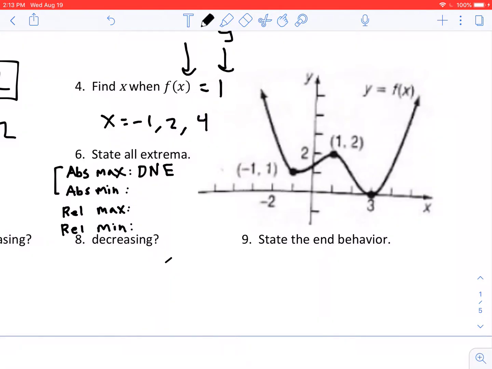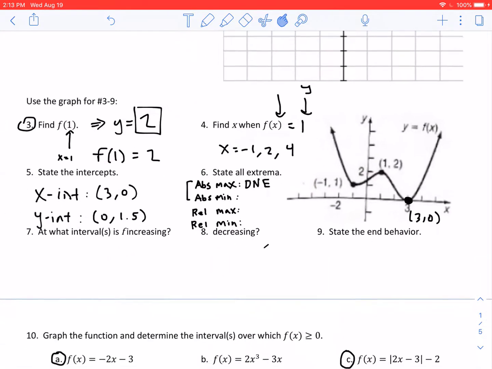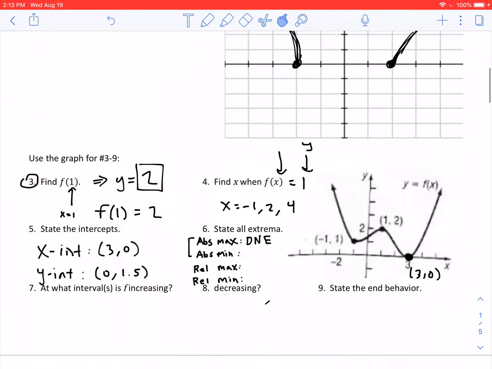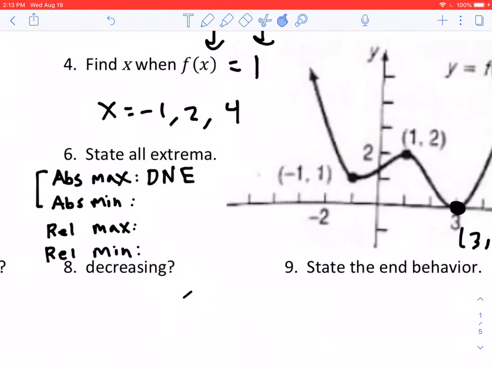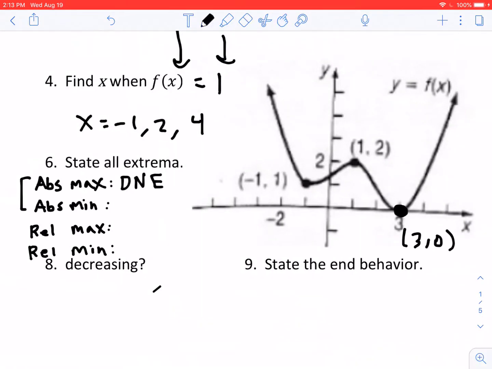But is there an absolute minimum? And the answer is yes. There is a lowest point of this graph. Right? The lowest point on the graph is the point 3, 0. But remember from the very beginning of this video, how do we write maximums and minimums? Well, it's y when x is, I deleted it, dang it. It's y when x is blank. So in this case, the y value, 0, when x is 3. The absolute minimum is 0, and that occurs when x is 3.